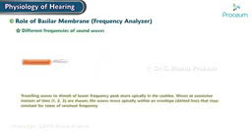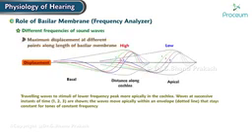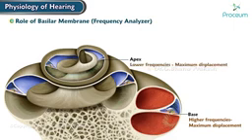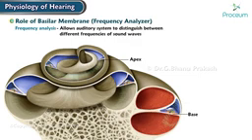As a result, different frequencies of sound waves cause maximum displacement at different points along the length of the basilar membrane, with higher frequencies causing maximum displacement near the base of the cochlea and lower frequencies causing maximum displacement near the apex. This frequency analysis is important because it allows the auditory system to distinguish between different frequencies of sound waves and identify the pitch of the sound.